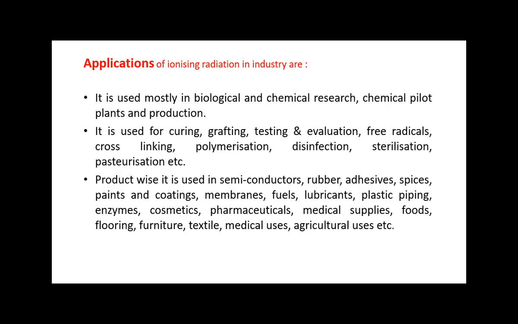Right? Then what are the applications of these ionizing radiations? So it is mostly in biological and chemical research, chemical pilot plants, and production. These are the major areas where these ionizing radiations are used. It is also used for curing techniques, grafting, testing, evaluation, free radicals, cross-linking, polymerization, then disinfection, sterilization, pasteurization, etc. So these are the different processes or operations where we are using the ionizing radiation principle.